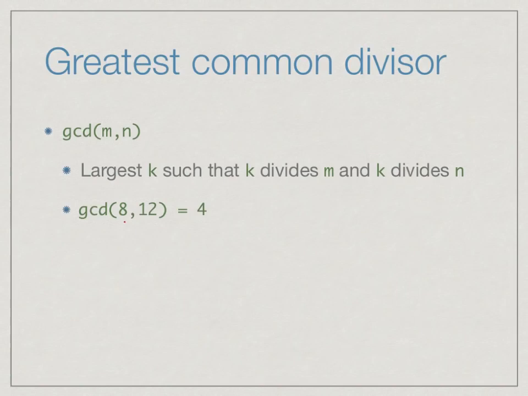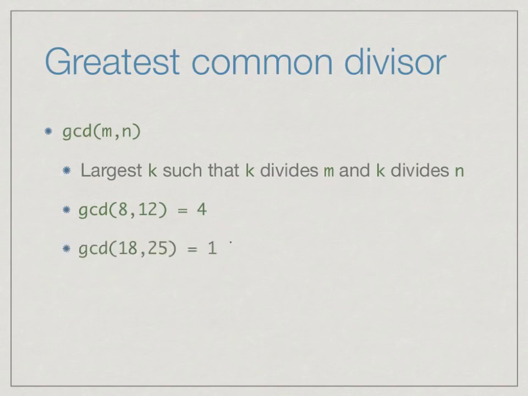For instance, if we look at the numbers 8 and 12, then we can see that 4 is a factor of 8, 4 is a divisor of 8, 4 is also a divisor of 12. Another divisor of 12 is 6, but 6 is not a divisor of 8. So if we go through the divisors of 8 and 12, it's easy to check that the largest number that divides both 8 and 12 is 4. So GCD of 8 and 12 is 4.